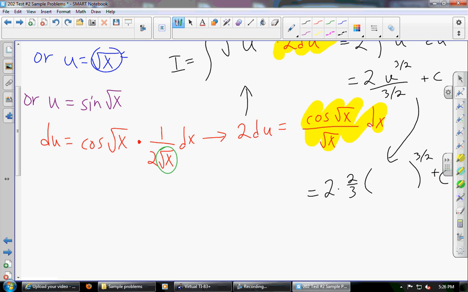Go back to our very beginning. Our choice for u, it's over there in purple, it's sine square root of x. So that's how we get back to our x's. And this answer is good. We'll just rewrite it with a 4/3 in the front.